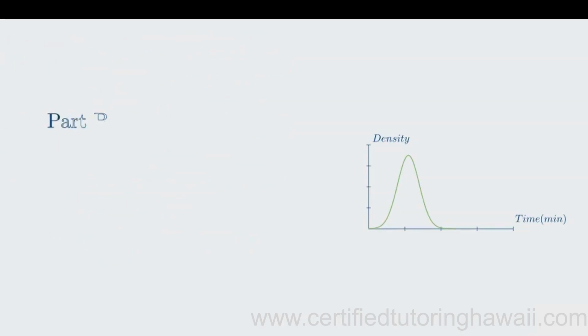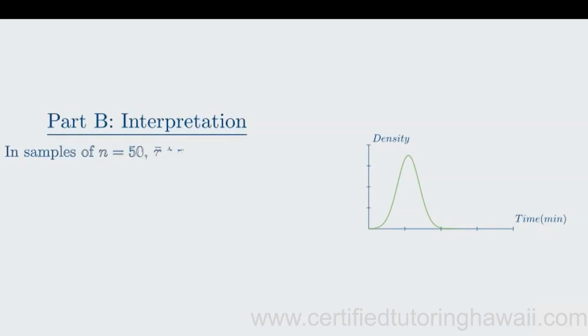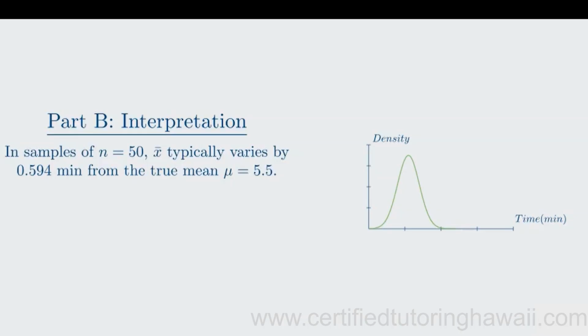Part B. Interpretation of standard deviation. How do we interpret this value of 0.594? In random samples of size 50, the sample mean wait time will typically vary by about 0.594 minutes from the true population mean of 5.5 minutes. What is the probability that the average wait time for these 50 customers is greater than 7 minutes?